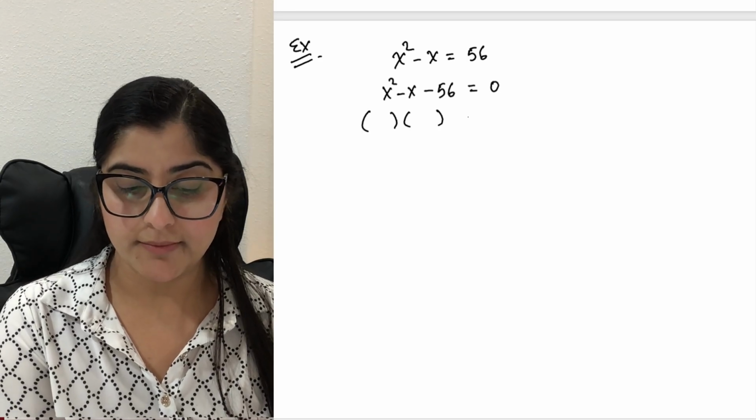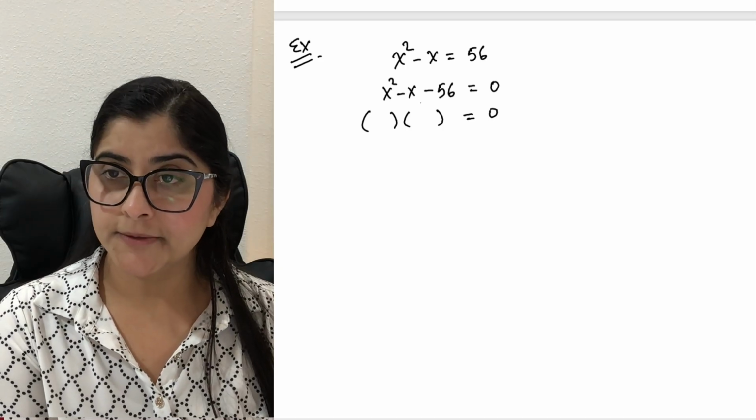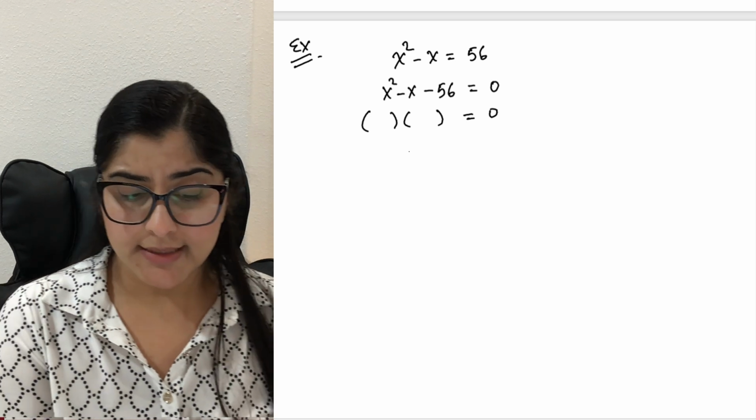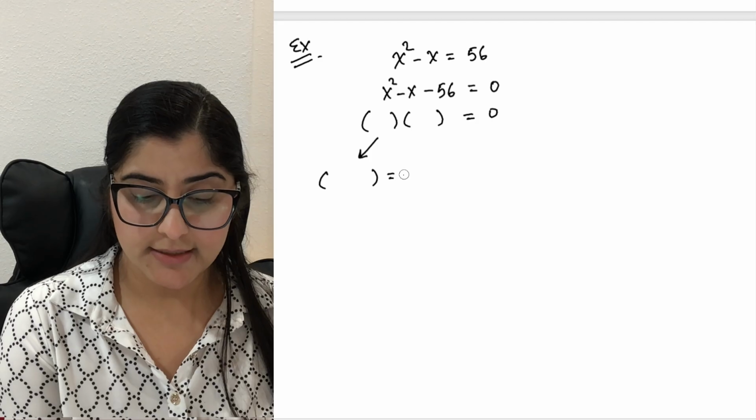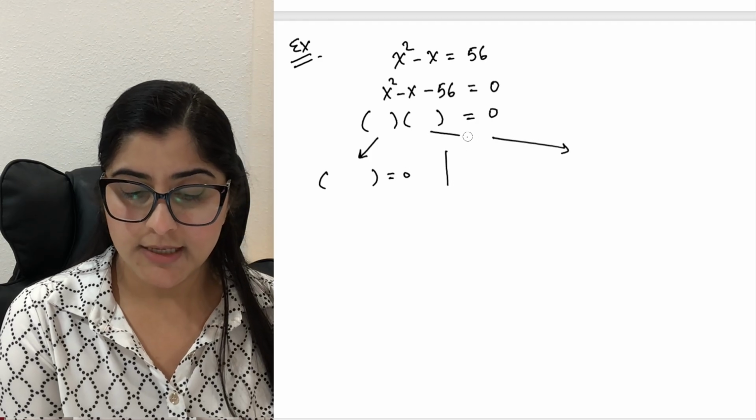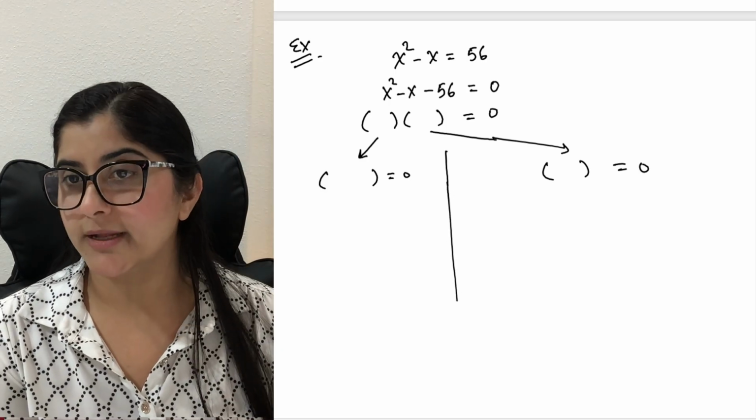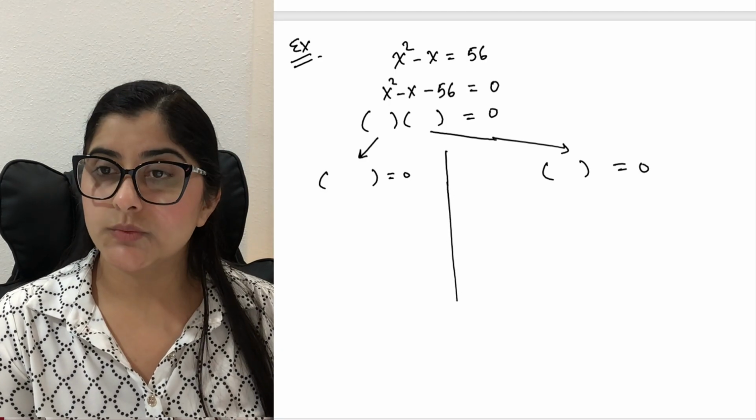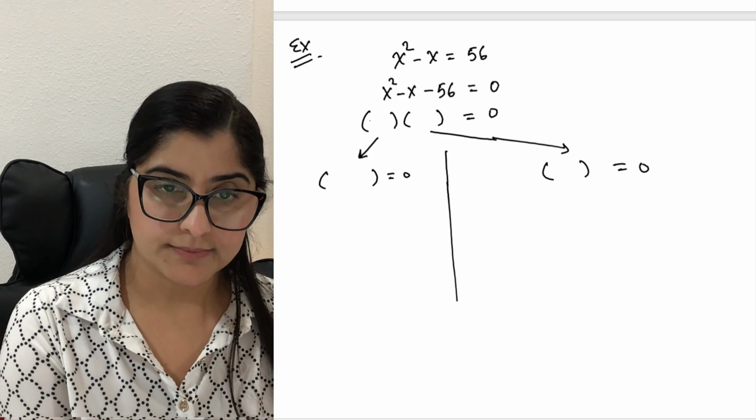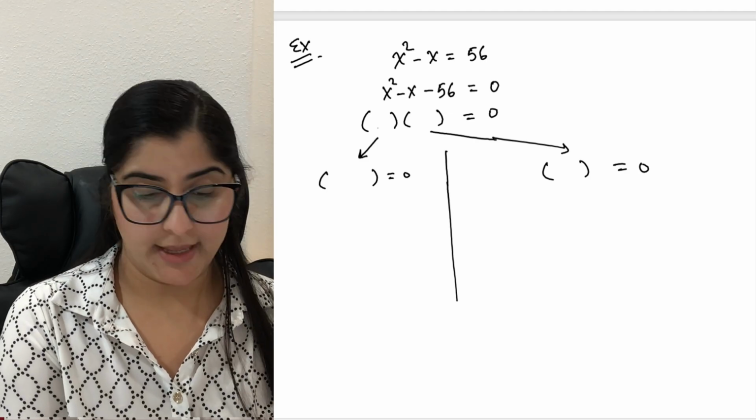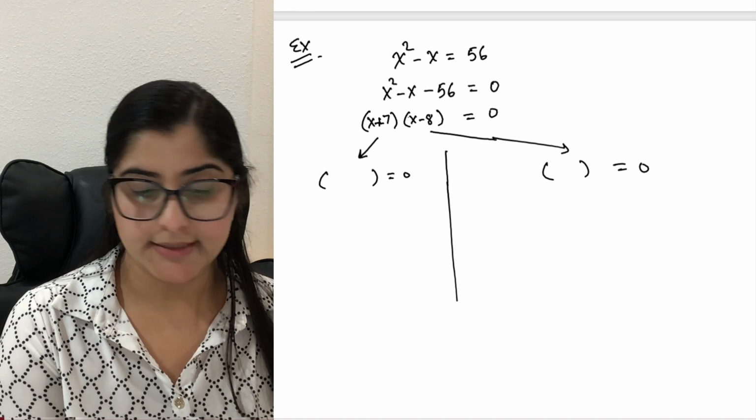Now we will use the diamond and box method and find the factors of this quadratic equation, and then the product of two factors is 0. That means zero factor property is saying either the first factor is 0 or the second factor is 0, and then we will solve both factors and find the x values. So please pause this video and find the factors of this quadratic equation. Okay, so we get x plus 7 and x minus 8.